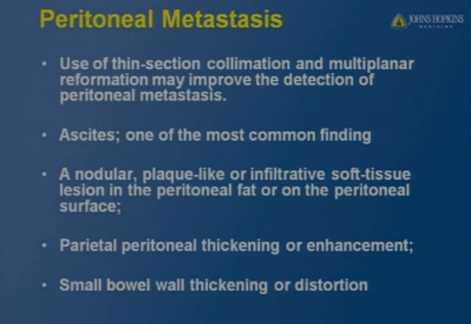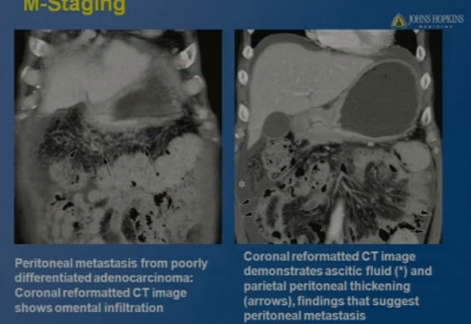Using thin section collimation and MPRs enhances detection of peritoneal metastases. If there is ascites, always be careful. It's one of the most common findings. In advanced cases, as we all know, we see nodular, plaque-like, or infiltrative soft tissue lesions. Parietal peritoneal thickening or enhancement can be seen, but look at the small bowel as well. It may be distorted, with a little bit of wall thickening, and may be involved with peritoneal metastases.